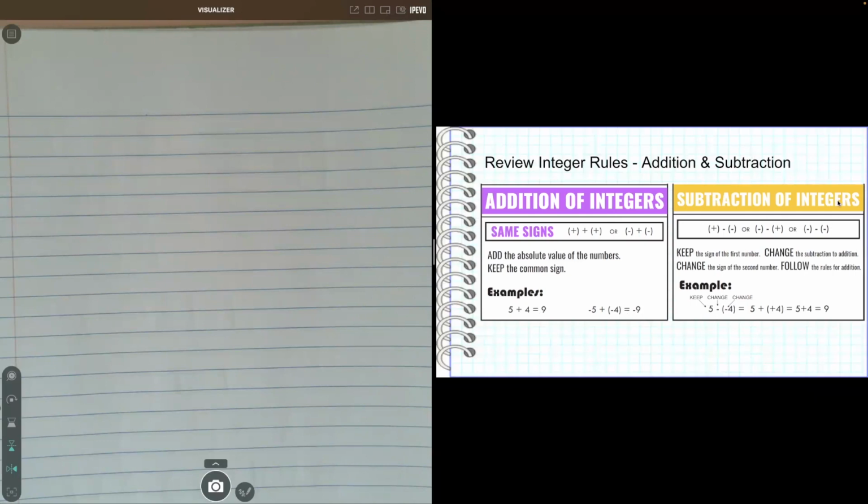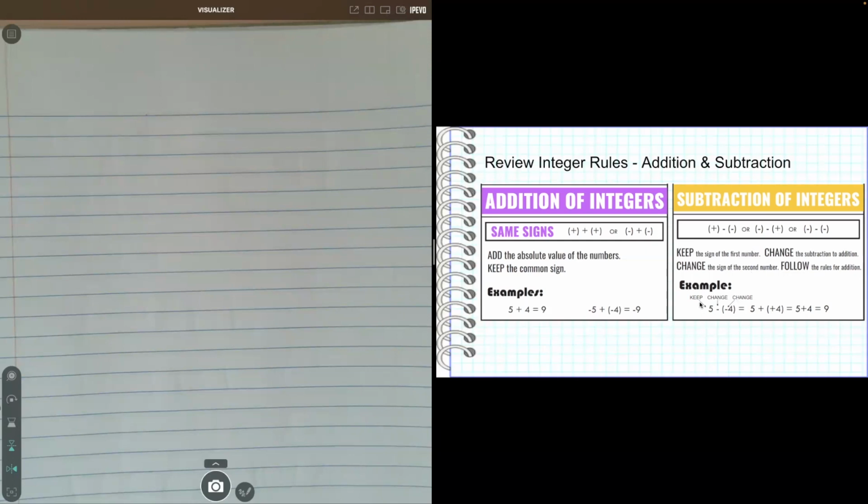The rules for subtracting integers is you can keep the same sign of the first number when you're subtracting, but then you're going to change the operation from subtraction to addition and change the sign of the second number. So if it's a positive, you change it to a negative. If it's a negative, you change it to a positive.